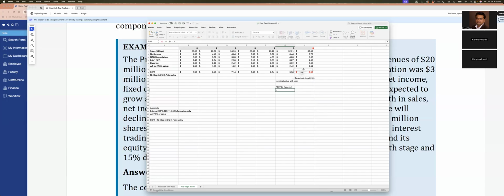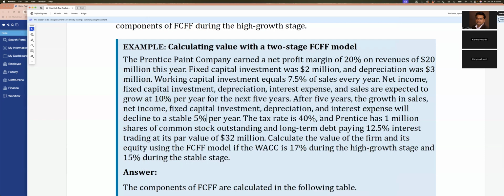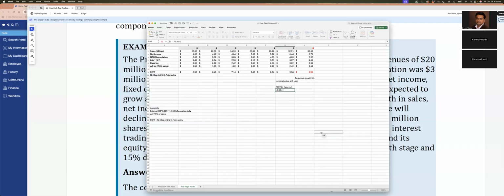So free cash flow for the next year is 9.98, divided by WACC. He gave the weighted average cost of capital at 17, I think. So 0.17 minus growth of 0.05. If you do this math, the perpetual value based on that was 83.